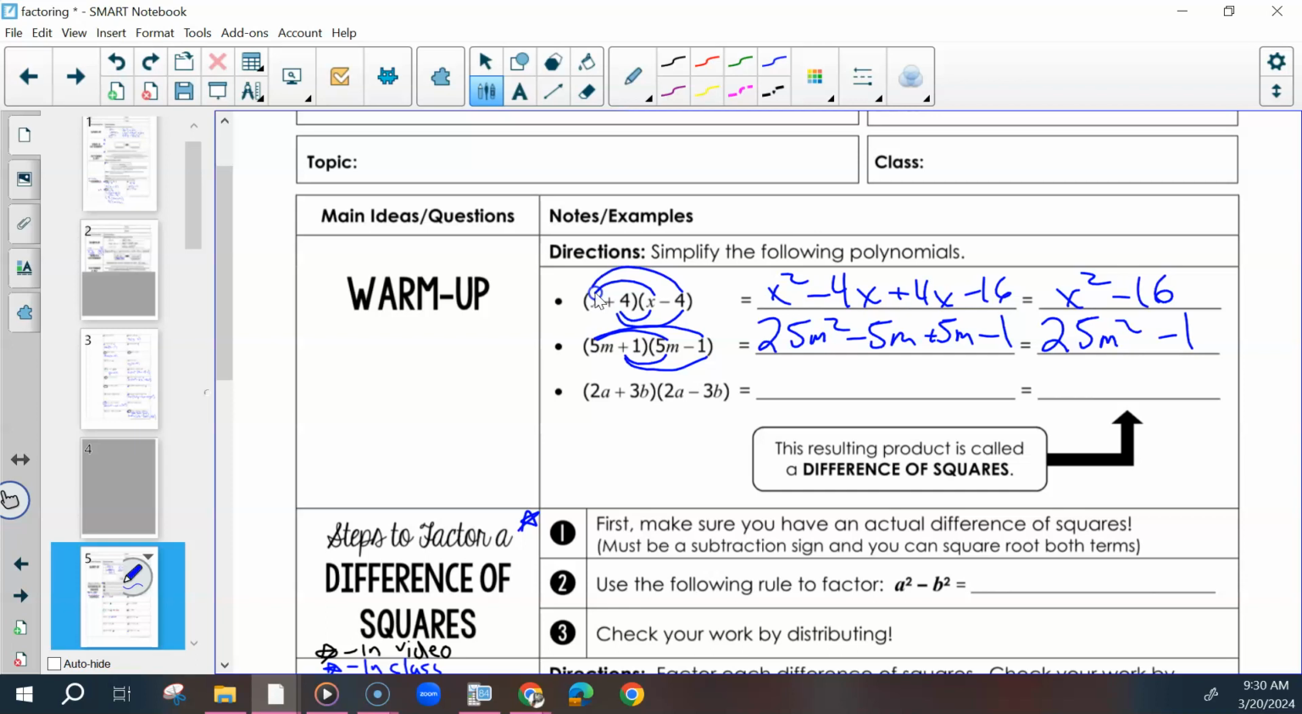25m squared minus 1. And then do the last one. 2a times 2a, 4a squared. 2a times negative 3b, negative 6ab, 3b times 2a, positive 6ab, and then 3b times negative 3b, negative 9b squared. And when we combine our like terms, what would the final result be? 4a squared minus 9b squared.